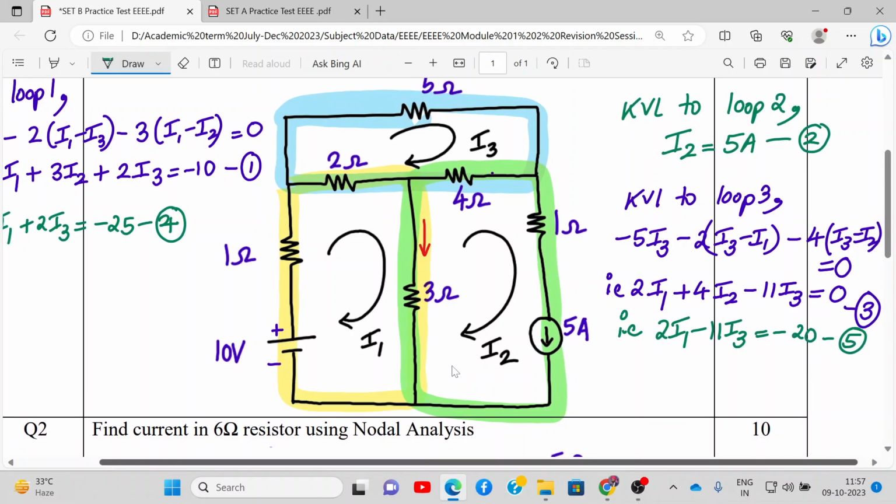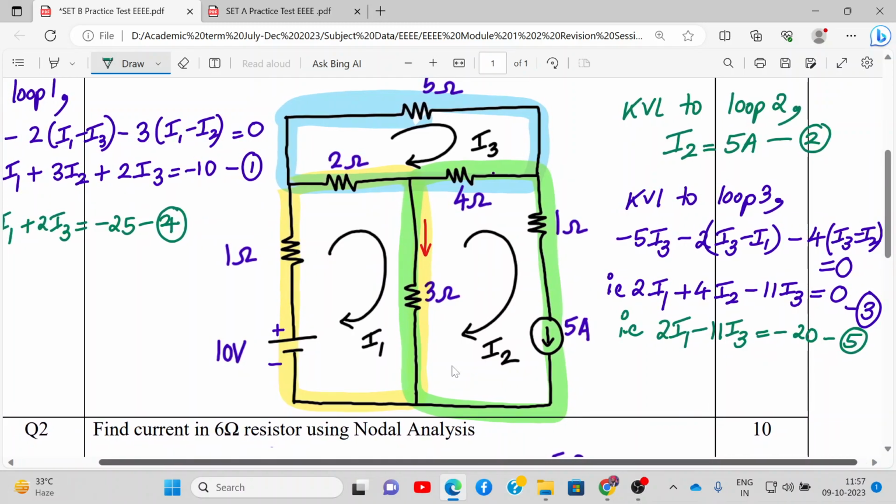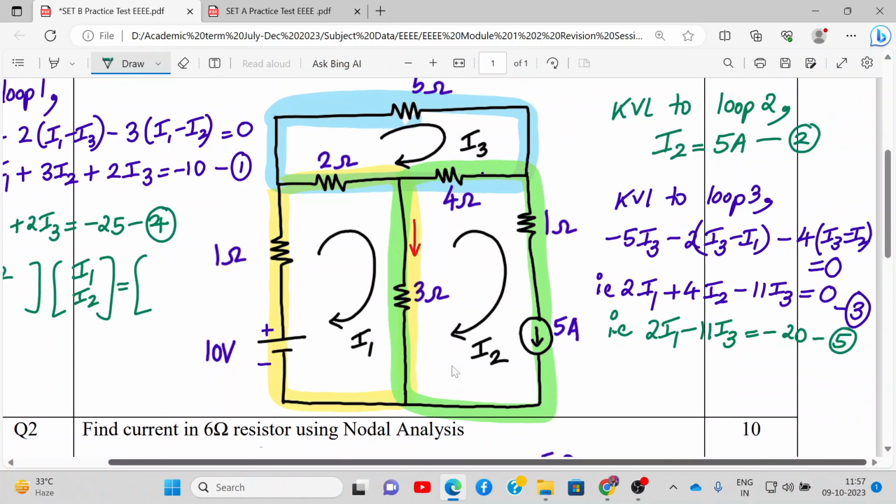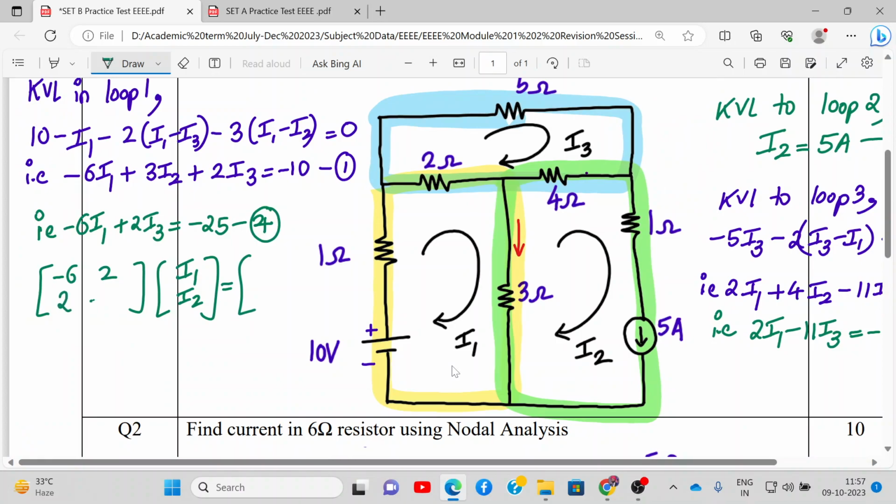Now we'll solve equation number 4 and 5 simultaneously to find the value of I1 and I3. So let me write it in a matrix form. So this is I1, I3, and this will be the coefficient of I1 and the coefficient of I3. So minus 6, 2. Here it will be 2, minus 11, and on the right hand side we have minus 25, and here we have minus 20. So solve these two equations simultaneously. You will get the value of I1 and I3.